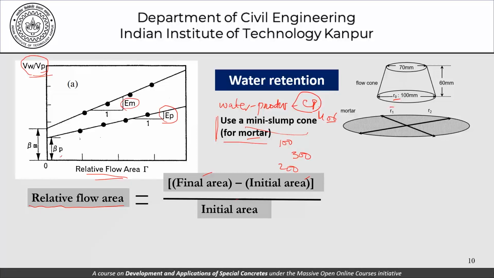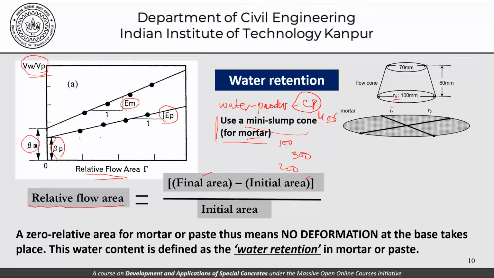And we have these beta P and beta M values, which are nothing but what is being defined as water retentions. Now the zero relative flow area that is here for mortar and paste effectively means no deformation at the base takes place. That is, initial area and the final area are the same. The relative flow area will be zero. This water content is defined as the water retention in paste or mortar, because beyond that point, as we increase the water powder ratio, the increase in the flow area is linear.